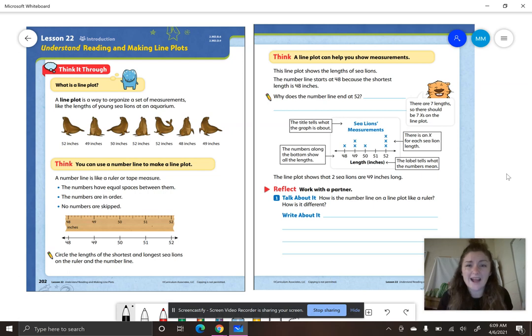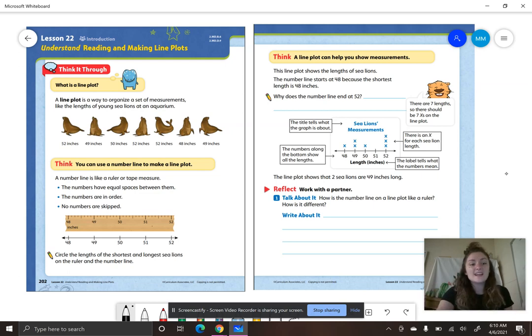Think of graphs. Think of graphing. We talked about graphing in first grade last year. Graphing is a way to organize information in a visual way, in a way that you can see it. So let's look at the example that we are going to be working with on page 202. It says a line plot is a way to organize a set of measurements, like the length of young sea lions at an aquarium. So we have 1, 2, 3, 4, 5, 6, 7 sea lions. We are going to be organizing the lengths of these sea lions.